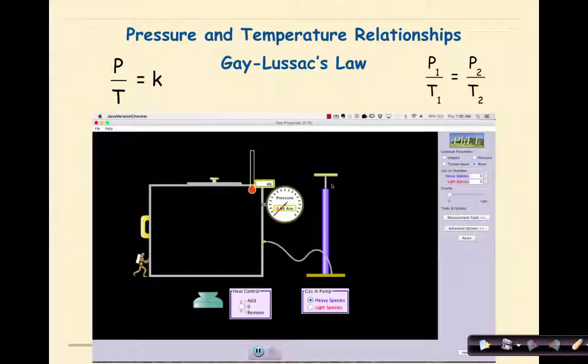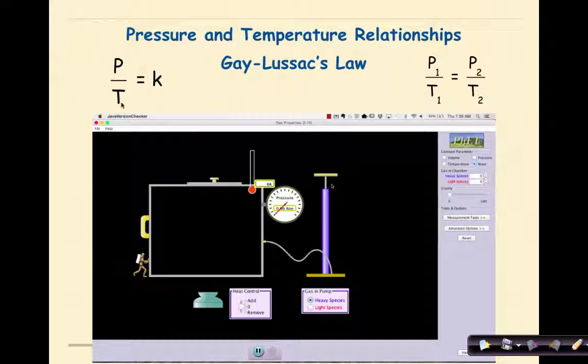Let's now talk about the pressure and temperature relationship, otherwise known as Gay-Lussac's law. If you look in your notes on page 5, it states, Gay-Lussac's law states that at a constant volume, pressure is directly proportional to temperature. This means that temperature increases with increasing pressure and vice versa.